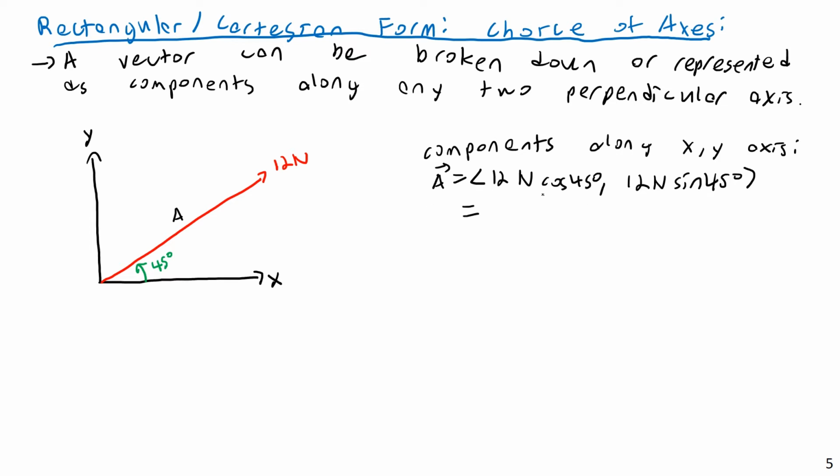So that would be root 2 over 2, so that would be 12 root 2 over 2, comma 12 root 2 over 2, or I guess that would be 6 root 2 newtons along both axes, and you could convert that to decimal if you wish, along each axis, and fairly straightforward. That's what you're used to seeing. That's fairly familiar. There's no great surprises there.